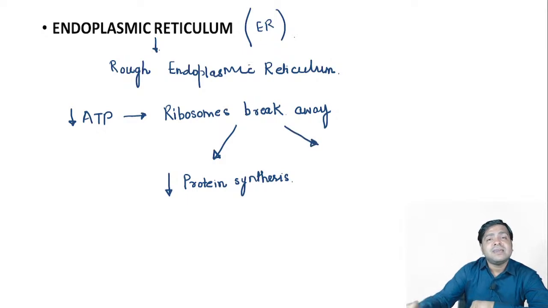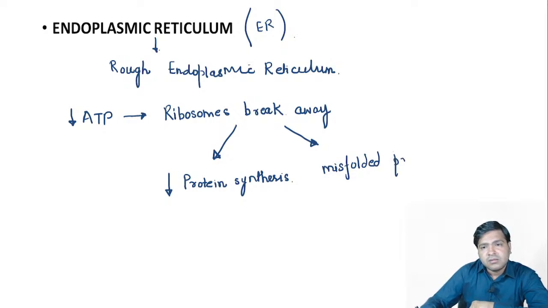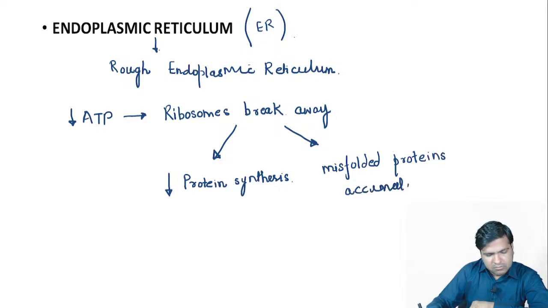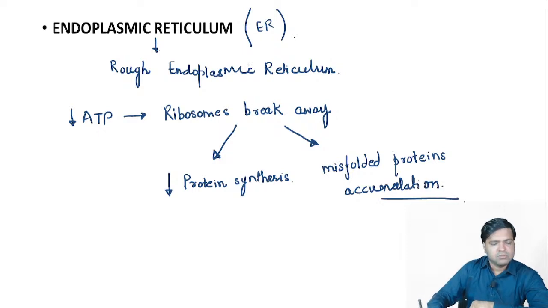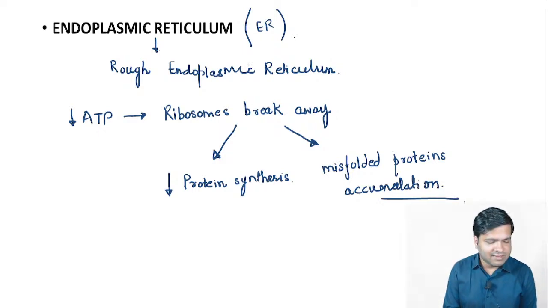And if suppose the protein is also synthesized, the protein will not be of fine quality. It will be like not normal protein. Architecture of the protein will be lost, and ultimately proteins will be formed, but those proteins will not be like the proteins that are required. So there will be misfolded, abnormal proteins, and there will be misfolded proteins accumulation.